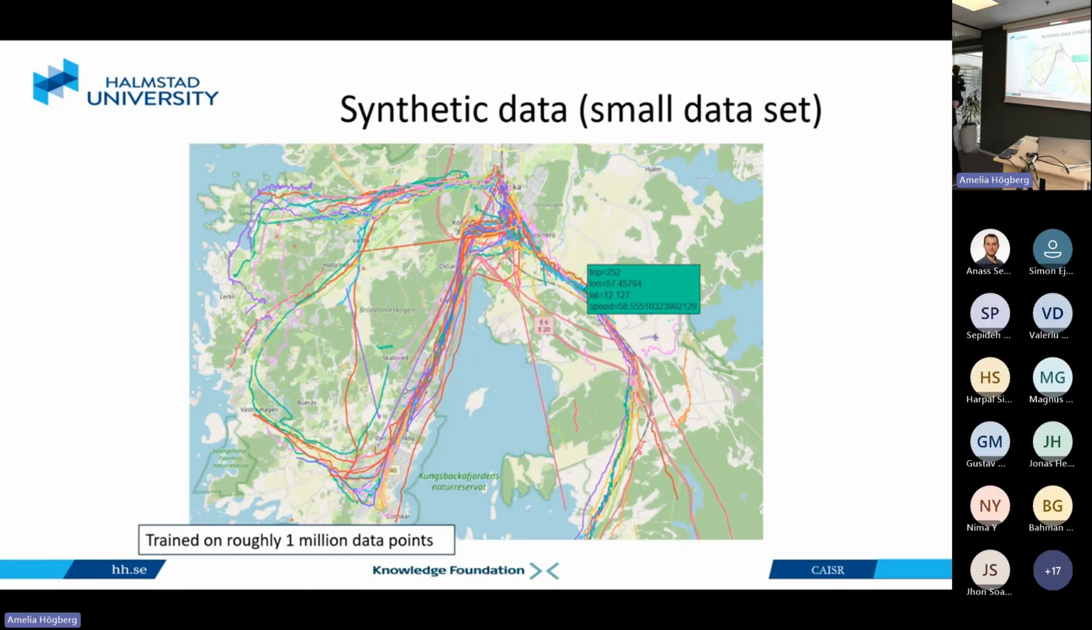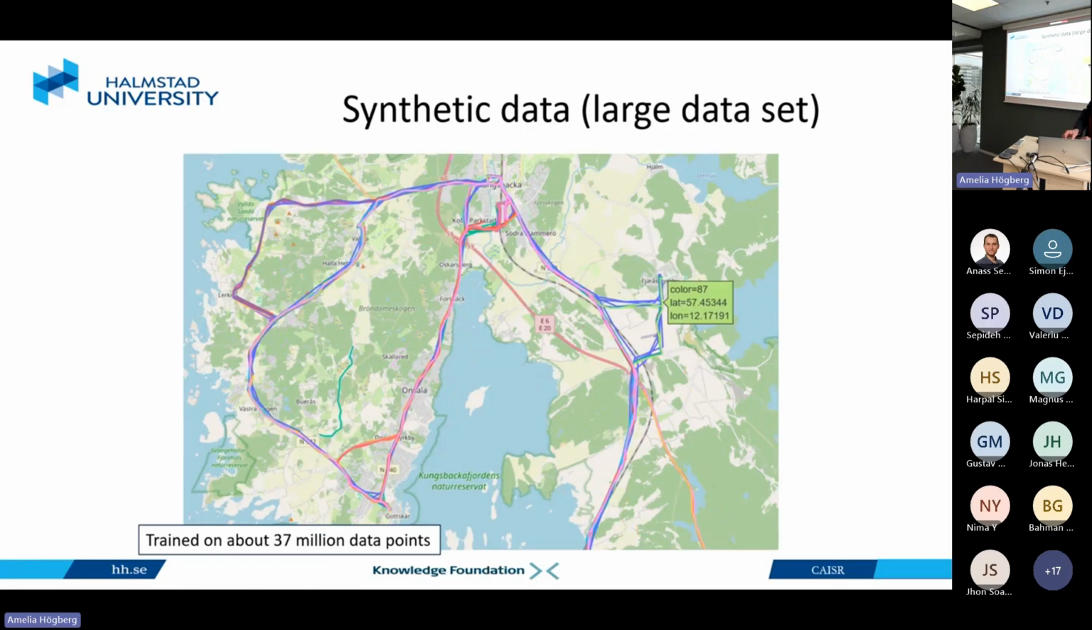Not great, but the structure is there. So then we redid the whole thing, but we trained on 37 million points. We got Jan Tau over there to say, okay, give us everything you have. And here's the result after 37 million training. I think that's pretty good.